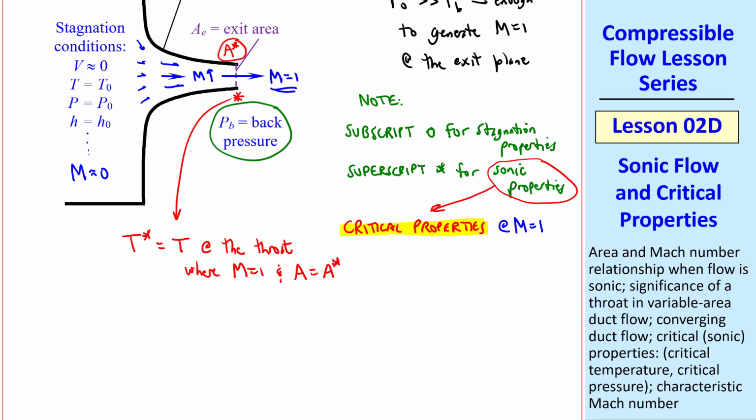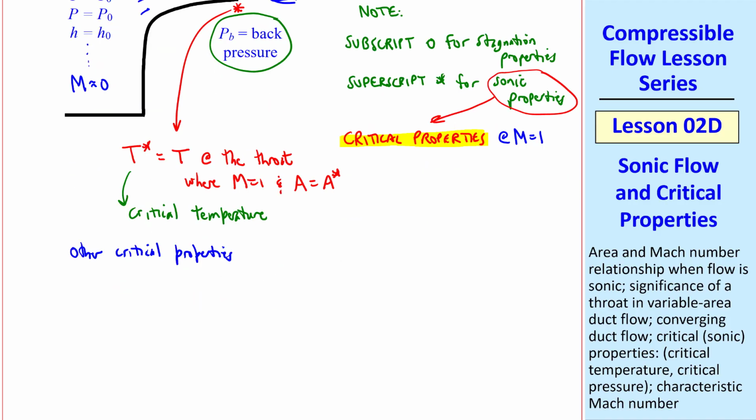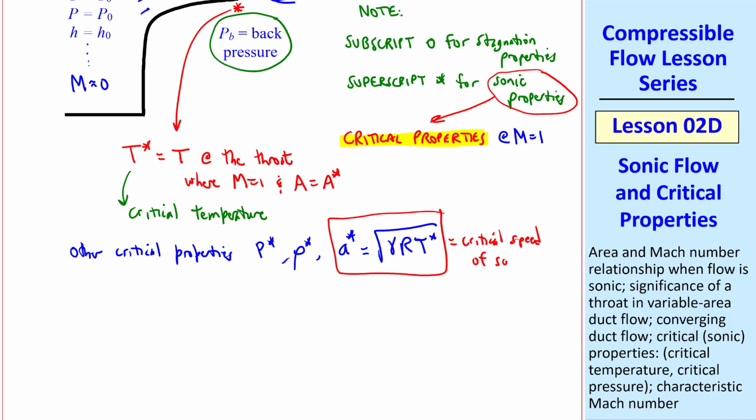We'll call this area up here A star. We'll refer to T star as the critical temperature. We can define other so-called critical properties, P star, rho star, A star. A star, for example, would be the square root of gamma R T star, which is the critical speed of sound.